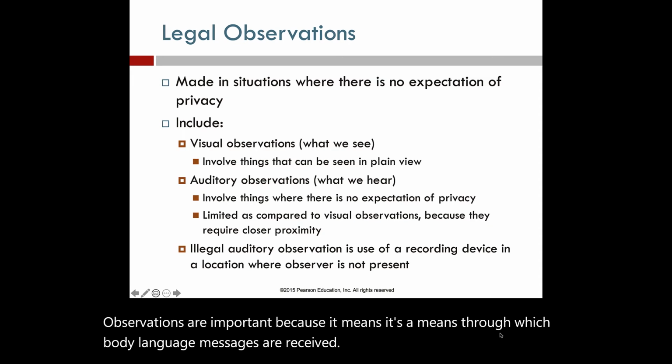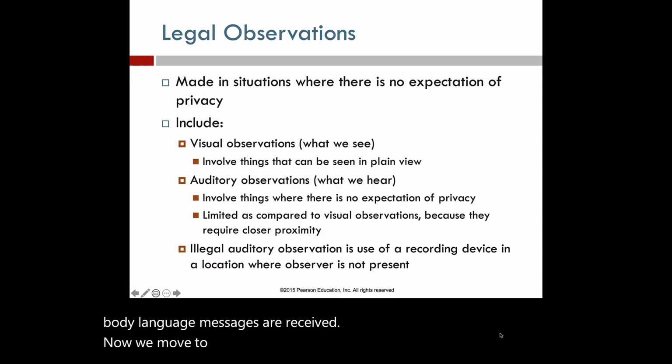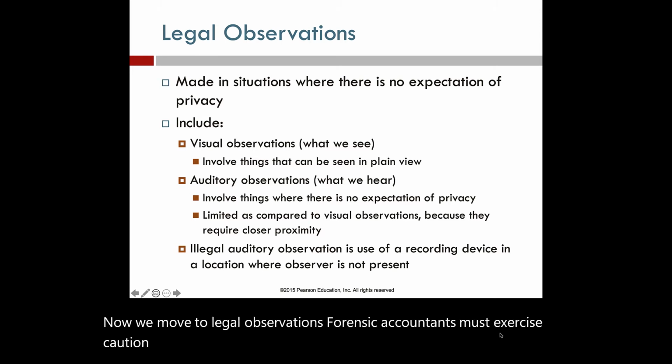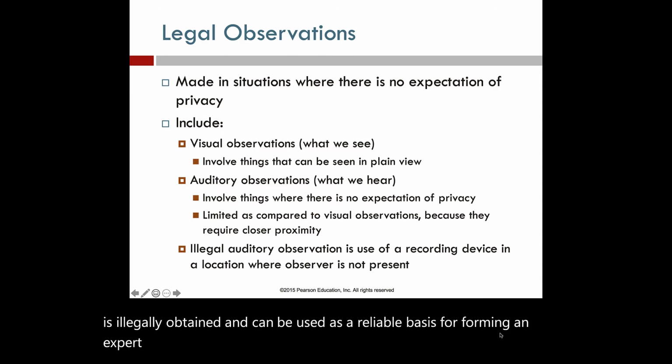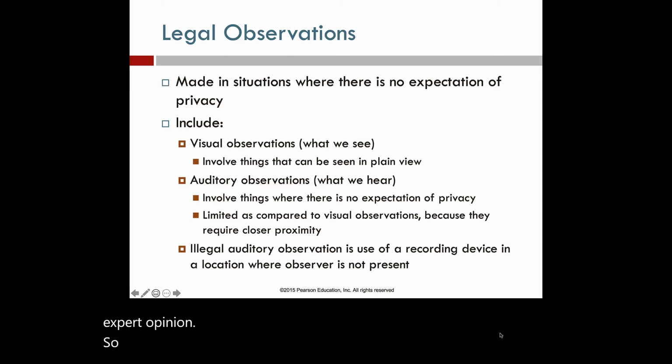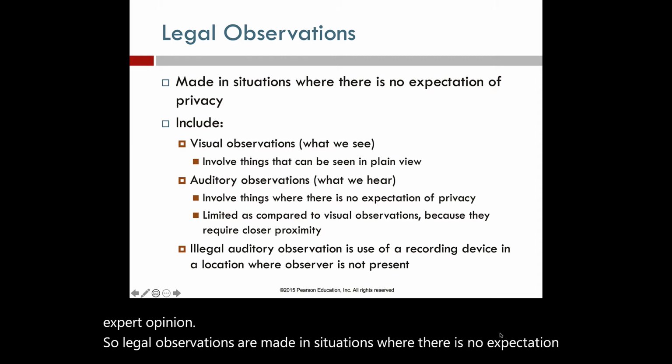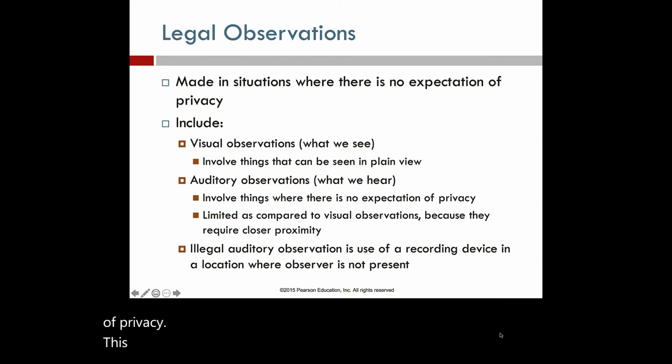Now we move to legal observations. Forensic accountants must exercise caution when they make their observations to ensure that the information is legally obtained and can be used as a reliable basis for forming an expert opinion. Legal observations are made in situations where there is no expectation of privacy. This may include visual observations, what we see, or auditory observations, what we hear.